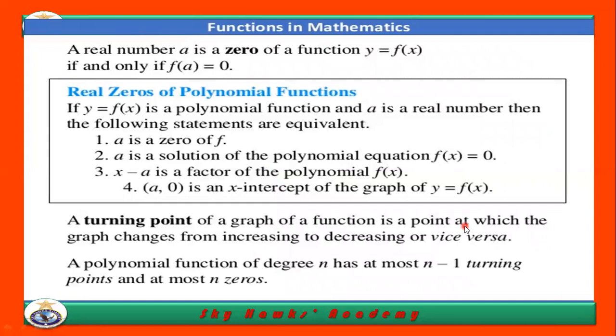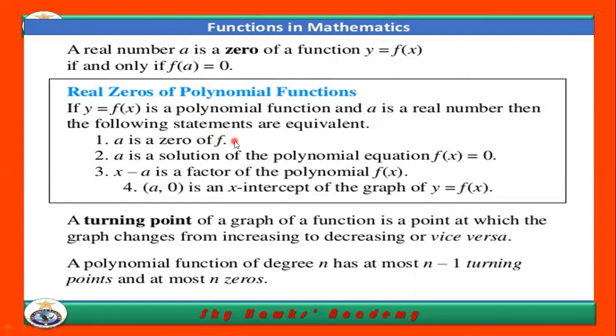So a real number a is a zero of the function y equals f(x) if and only if f(a) equals 0. If we put that value in, the function is equal to 0. Real zeros of polynomial functions: if y equals f(x) is a polynomial function and a is a real number, then the following statements are equivalent. a is a zero of f.